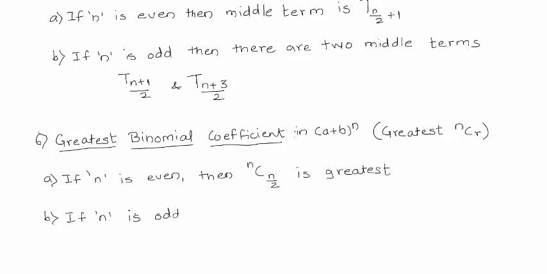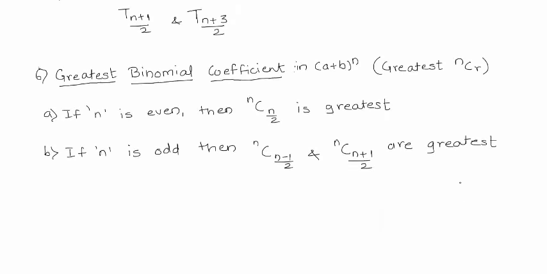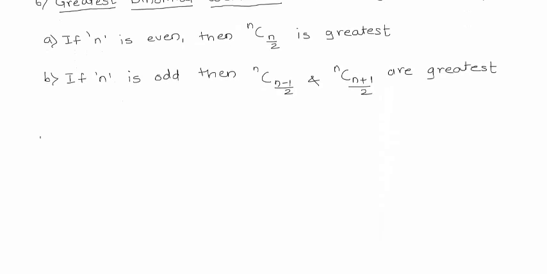If the value of n is odd, students, then the greatest coefficients are nC((n-1)/2) and nC((n+1)/2). So when n is odd, there are two middle terms and there are two greatest binomial coefficients. Now, are these two pointers 5 and 6 related? I will say yes. See here, students.